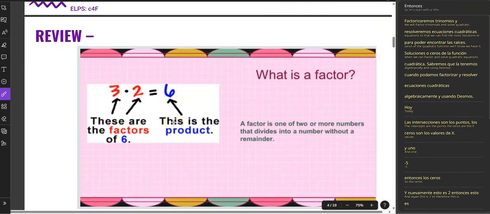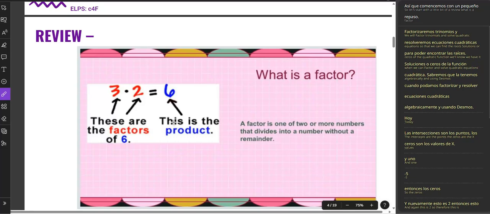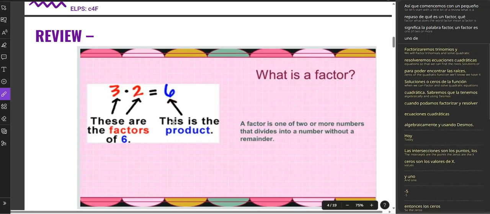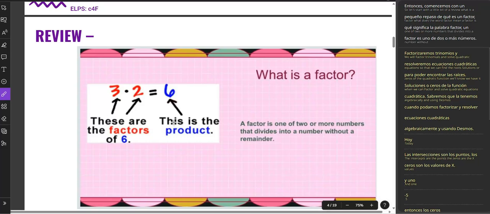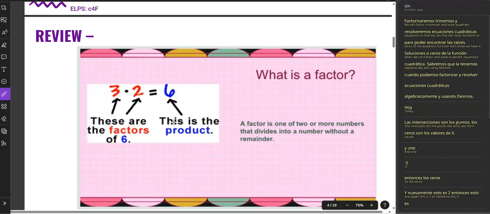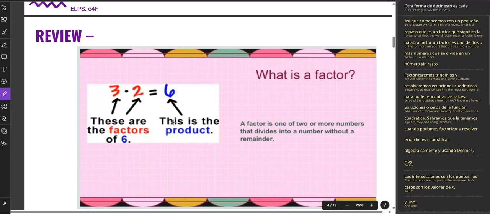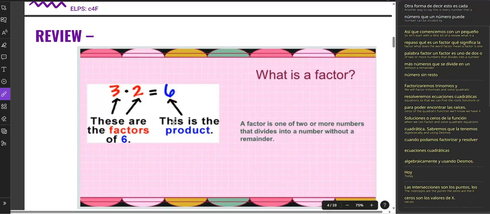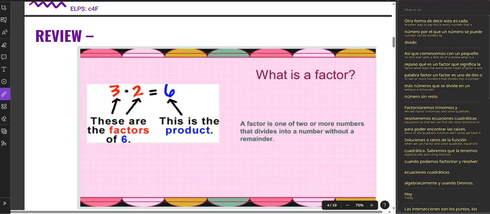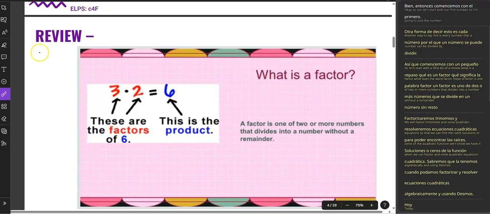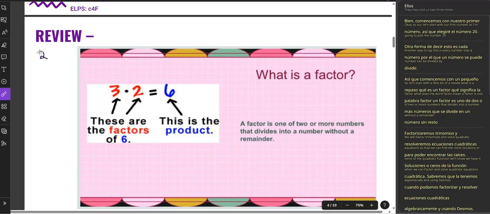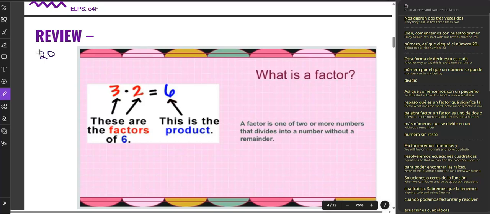So let's start with a little bit of a review. What is a factor? What does the word factor mean? A factor is one of two or more numbers that divides into a number without a remainder. Another way to say this is every number that a number can be divided by. Okay, so let's start with our first number. I'm going to pick the number 20. They told us 3 times 2 is 6, so 3 and 2 are the factors of 6 that they used. But let's say they wanted all the factors.